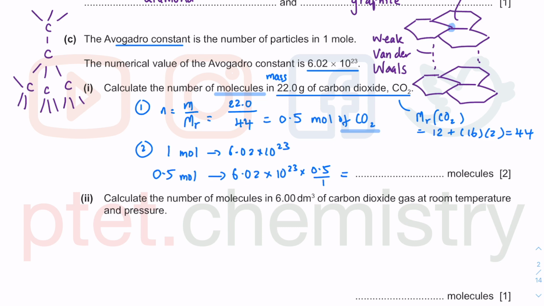So key this into the calculator. You will press 6.02 EXP. The EXP button is just next to the answer button on the calculator, and then you press the 23. So 6.02 times 10 to the 23 multiplied by 0.5. Don't forget to read your calculator correctly. 3.01 times 10 to the 23 molecules there.